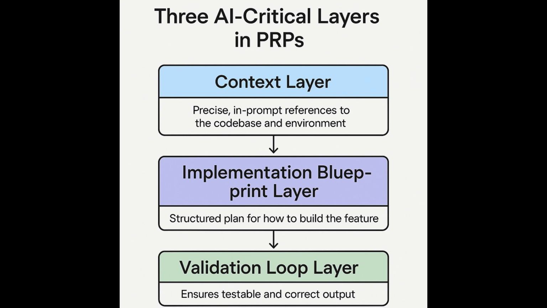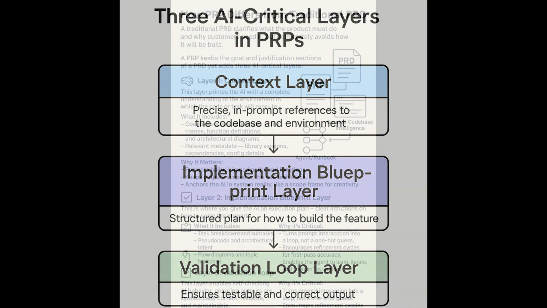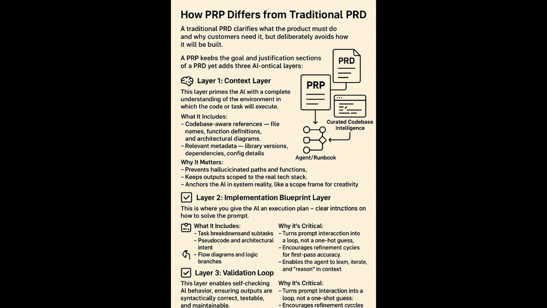Layer 2. Implementation blueprint layer. This is where you give the AI an execution plan, clear instructions on how to solve the prompt. What it includes. Task breakdowns and subtasks. Pseudocode and architectural intent. Flow diagrams and logic branches. Purpose. Instructs the AI to follow a process, not just guess and compile. Aligns output with engineering standards. Reduces ambiguity by building a shared execution scaffold.